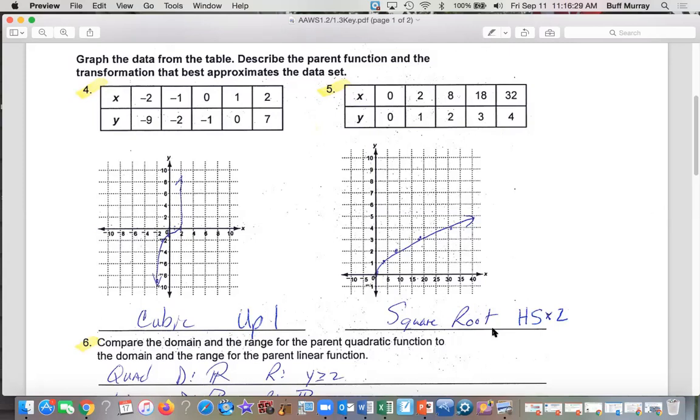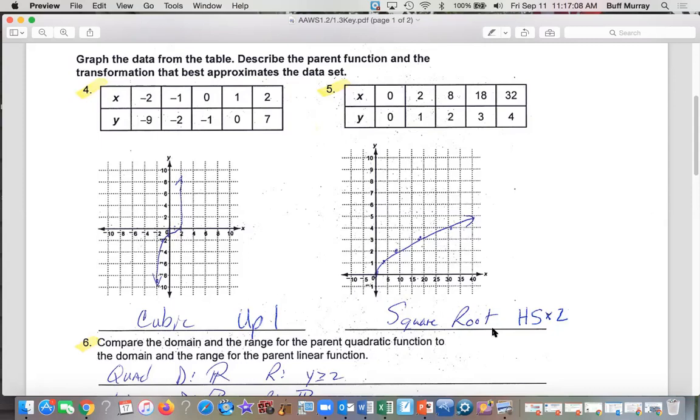Number 5, if you graph that one, I think you would see that it's a square root parent function. And we have a horizontal stretch by 2. Now that can be tricky to determine. Normally the square root of 2 would be smaller than that. If you said vertical compression, I get what you're saying too. But if you look at the graphs, that's what we should be looking at.